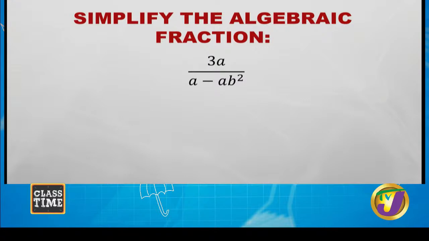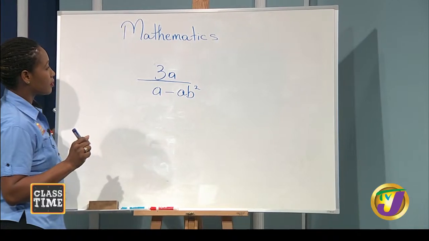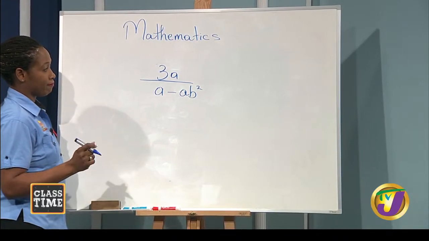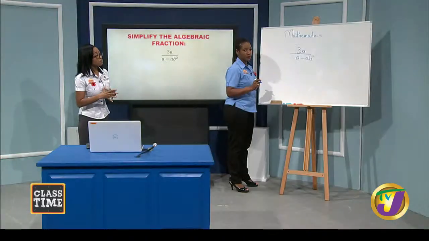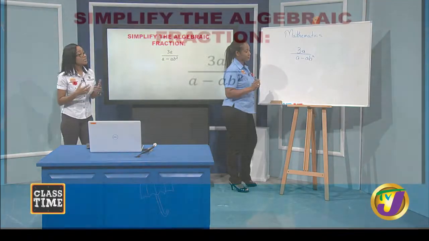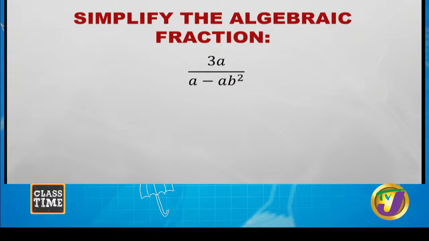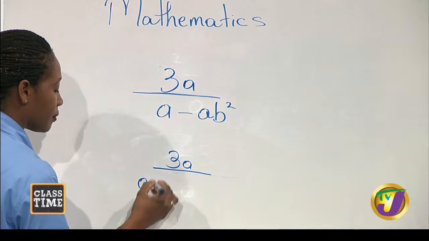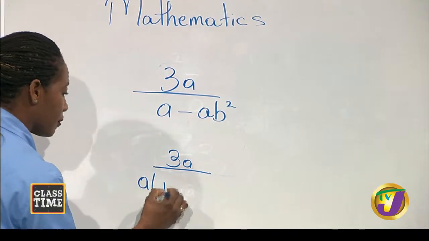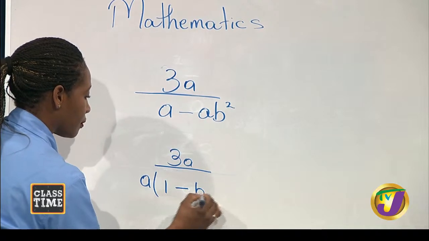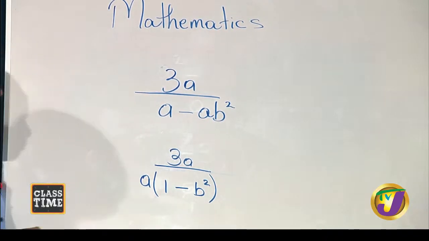When we look at our numerator, we are seeing 3a, which is a term to itself. When we look at our denominator, we have a minus ab squared. In looking at our denominator, we realize that our highest common factor would be a. So we would now have 3a all divided by a, open bracket, 1 minus b squared. Let's see if we can simplify this a little bit further.